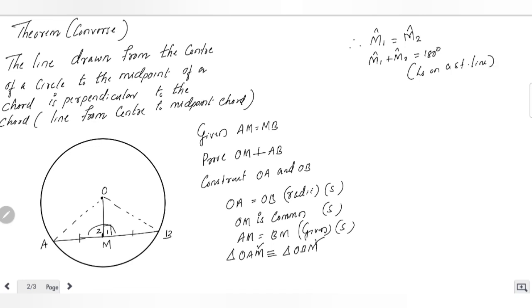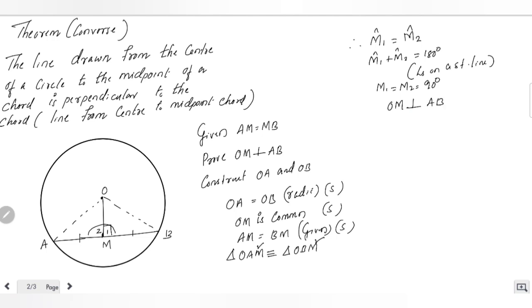On a straight line. At the same time they are same, which means M1 must be equal to M2, is equal to what? 90 degree. Since they are same and their sum is 180 degree, each of them must be 90 degree. Isn't it? Which means OM, the one that we are looking for, what is that? OM is perpendicular to AB.